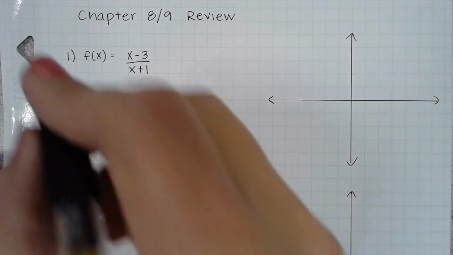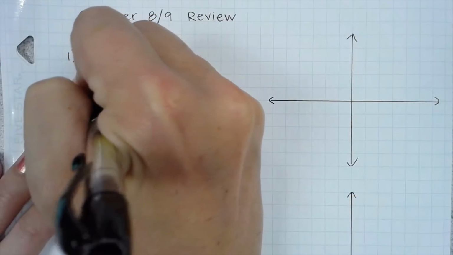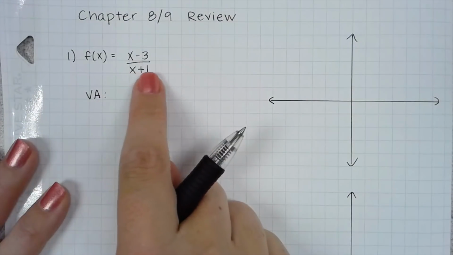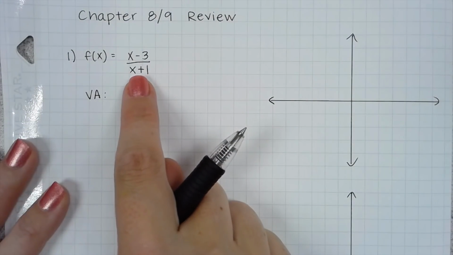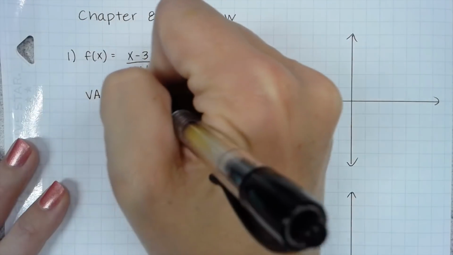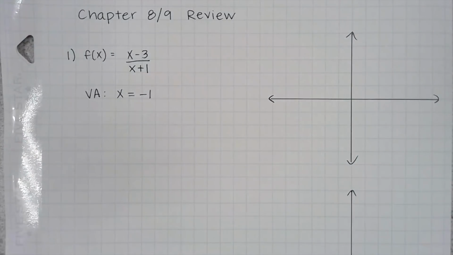whether they're vertical. So to find the location for your vertical asymptotes, the vertical asymptotes are whatever would make the denominator equal 0. So they're similar in concept to excluded values. So if this denominator is x plus 1, my vertical asymptote is going to be the vertical line x equals negative 1. So it's the number that's going to make the denominator of that fraction equal 0.